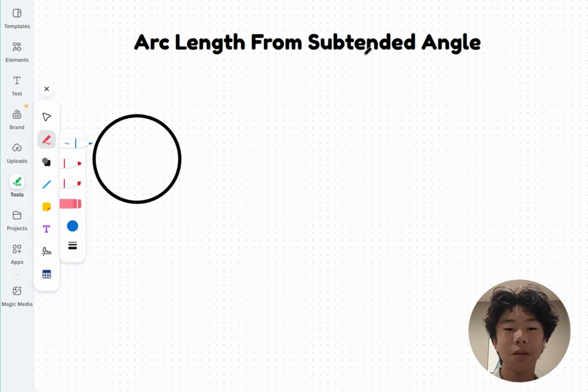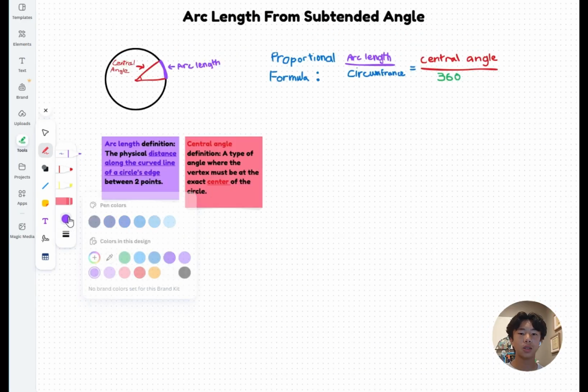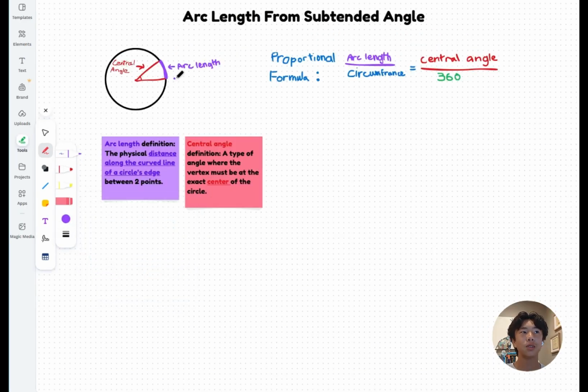Hello everyone, today we're going to be finding the length of an arc from a subtended angle. Okay, so first let's start by defining what an arc length is. The definition for an arc length is the physical distance along the curved line of a circle's edge between 2 points. And I highlighted that in purple for you guys to see. It's basically the curved line.